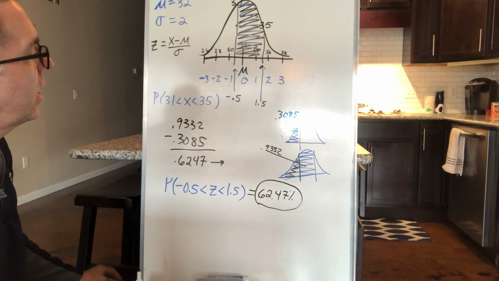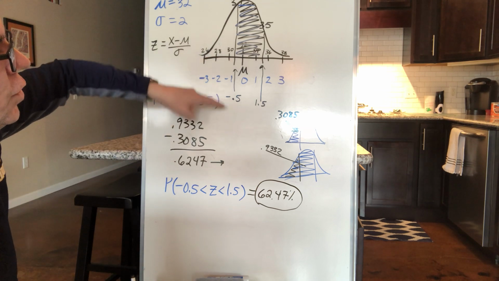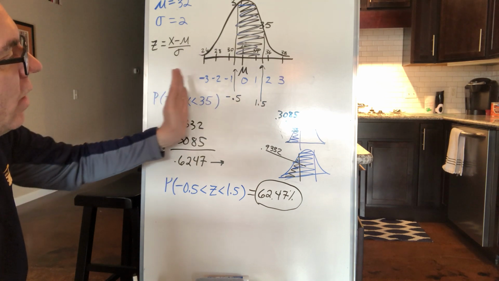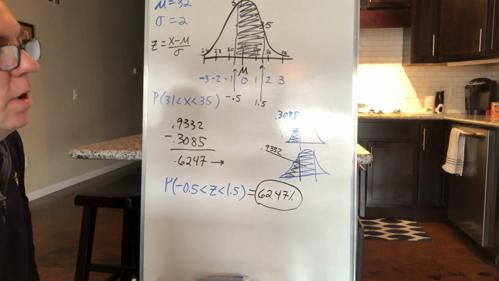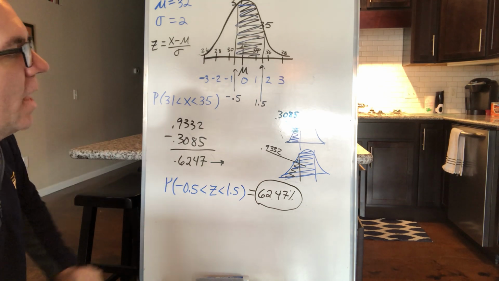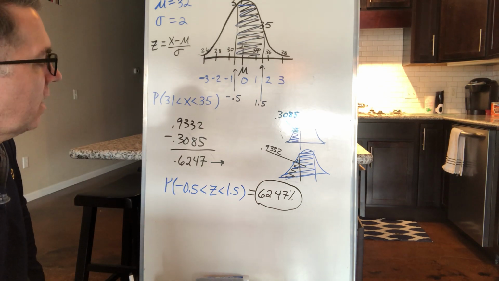All right, so what did we do? We converted the z-scores first. This time we had 2 of them. We found the area to the left for the smaller one. We found the area to the left for the larger one, based on those charts. And then we did what? We subtracted the 2.